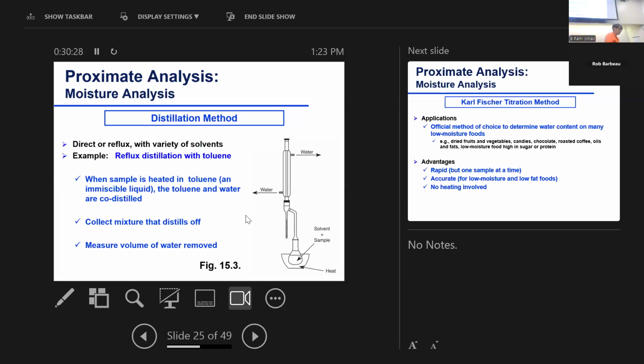So there are other methods. The distillation method is one where you heat your sample with toluene and water, which are both immiscible liquids. So the water is not miscible with toluene. They get evaporated and then distilled, and you collect the distillate from here. And then you measure the volume of the water removed because they separate.